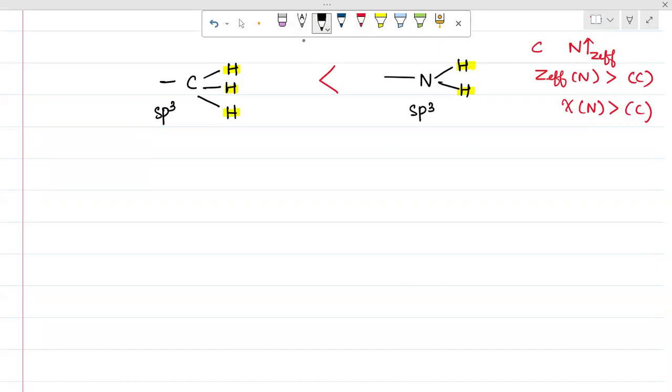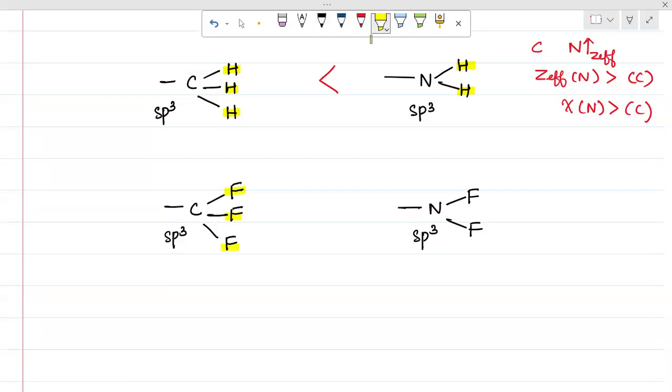Okay, now I'm going to change the scenario. Let's say you have CF3. Again, these are sp3 hybridized systems in carbon. And you have NF2. Again, this is sp3 hybridized. So here also, listen to me. End atoms are the same. So we need to compare the central atoms, carbon versus nitrogen. Nitrogen is more electronegative. So the strength is like this.